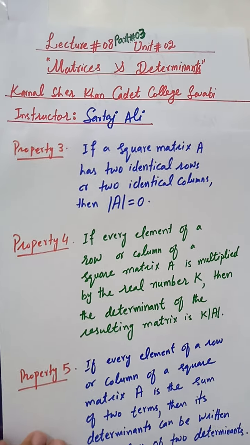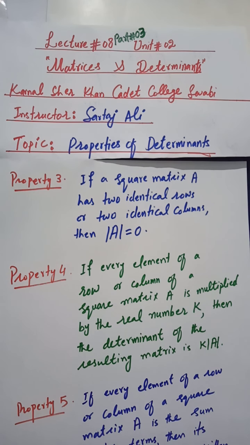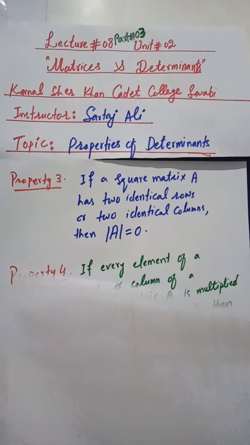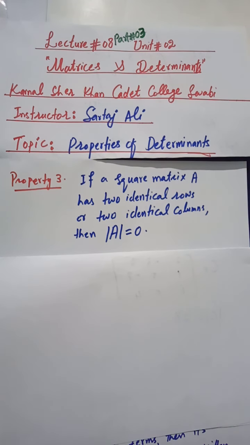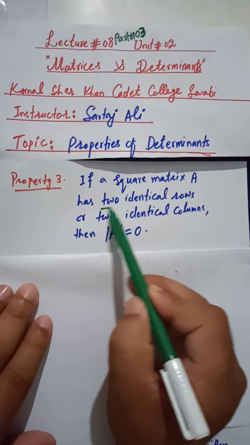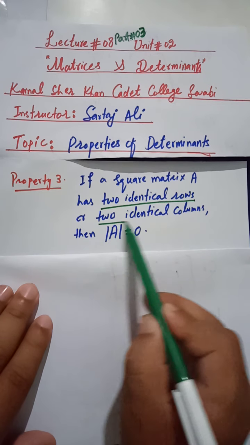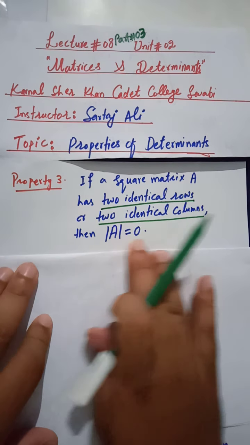Property number 3 of square matrices. These properties are true for any square matrix, but we are discussing them for 3 by 3 matrices. Property number 3 says that if a square matrix A has two identical rows or two identical columns, then its determinant must be 0.